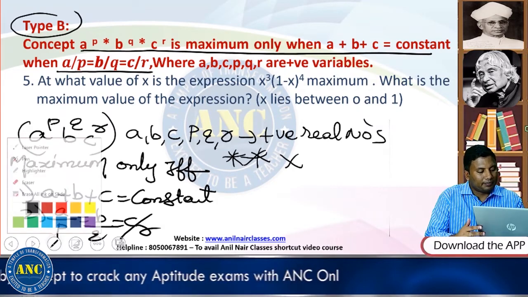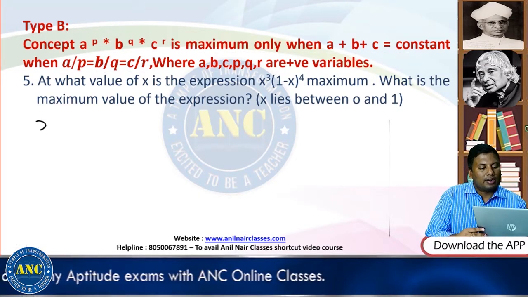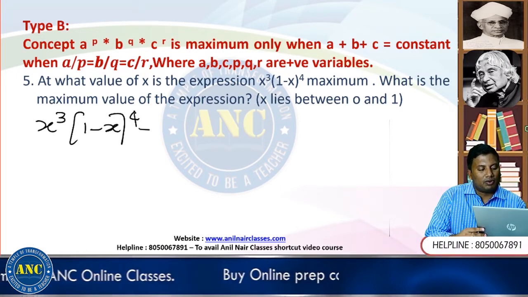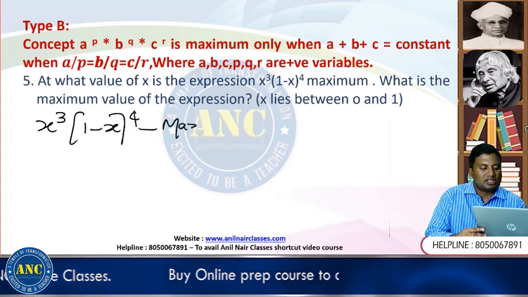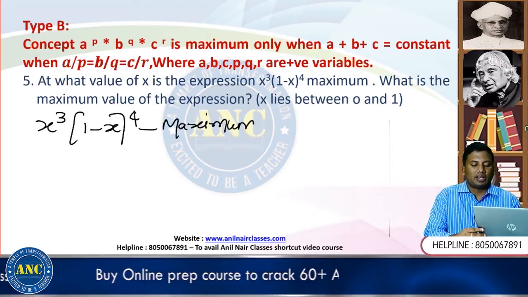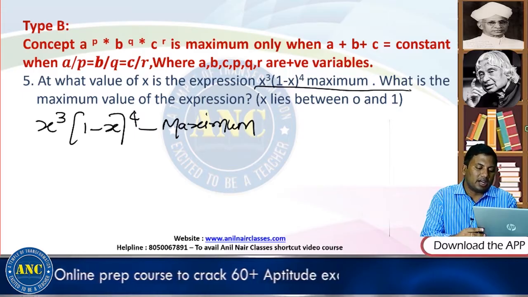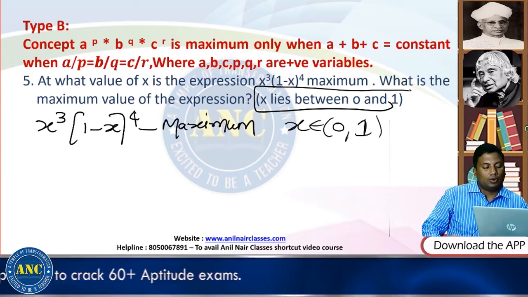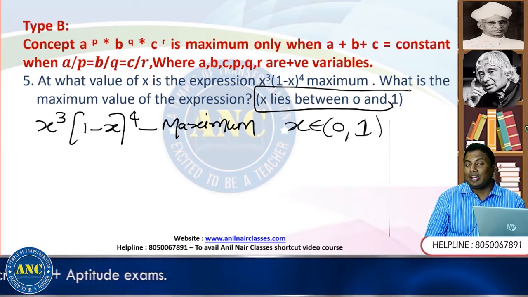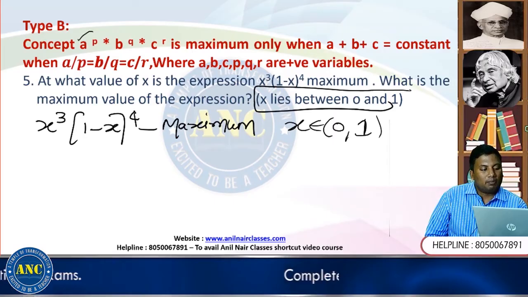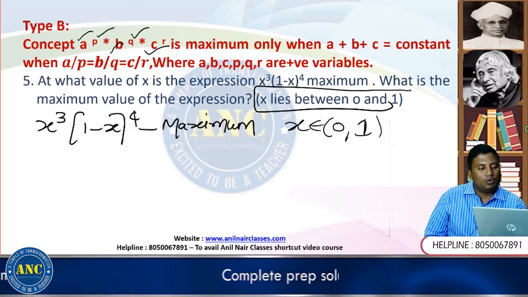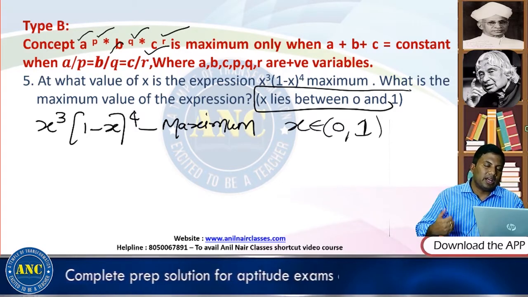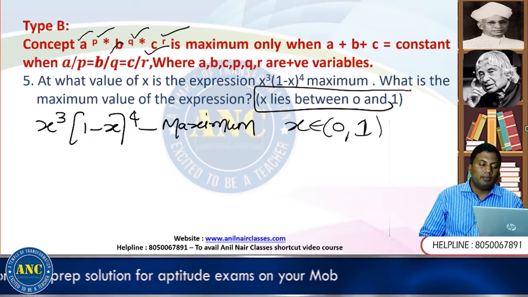Now see here. Question. At what value of x is x cube into (1 minus x) power 4 the maximum expression? There is a reason why it is written that x lies from 0 to 1. Because if I take x value 2, 1 minus 2 will become minus 1. I told you that A, B, C, P, Q, R all should be greater than 0. The only way base can be greater than 0 is x should lie between the range.